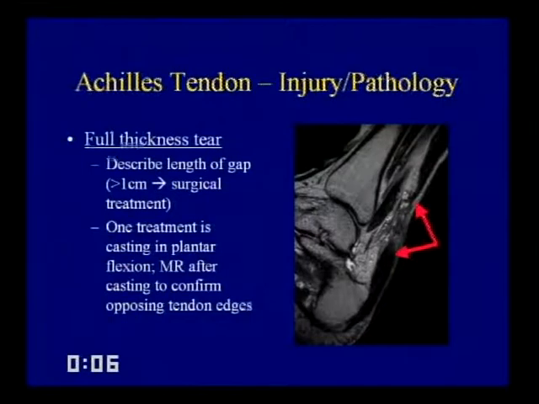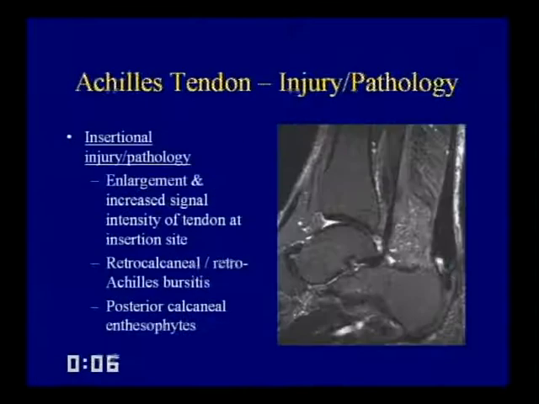are abutting one another. Now, insertional injury and pathology is less common, but you see enlargement and increased signal intensity within the tendon at the insertion site. You might see a retrocalcaneal or retroachilles bursitis, and you might see large posterior calcaneal enthesophytes, as you see here.